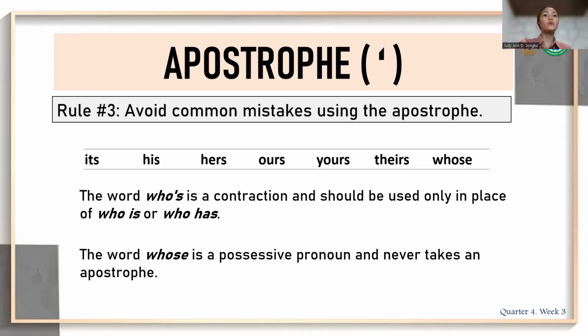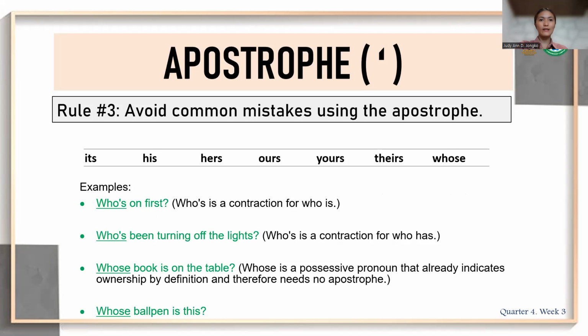Okay, so the word whose is another one. The common mistake here is that who's is a contraction that should be used only in place of who is or who has. And this whose, spelled W-H-O-S-E, is a possessive pronoun that never takes an apostrophe. And again, this who's with apostrophe s is a contraction form that should only be used in place of who is or who has.